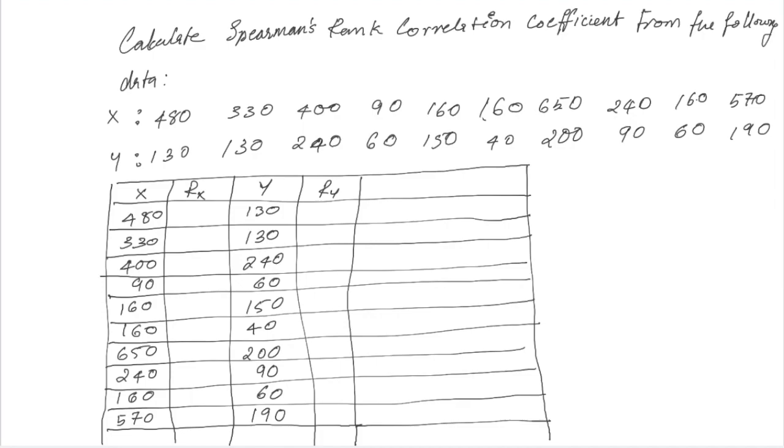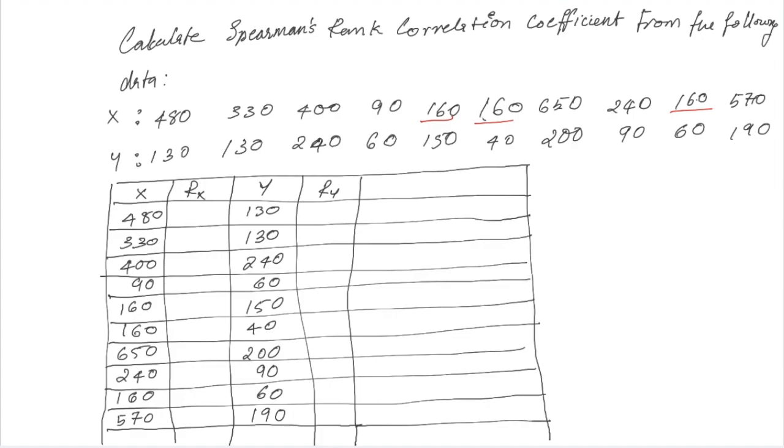Calculate Spearman's rank correlation coefficient from the following data. X values are given: 480, 330, 400, 90, 160, 160, 150, sorry 650. So you could see values repeated. 160 is repeated actually three times. Okay, then 570. Here also 130, 130, 240. Likewise we have 190.